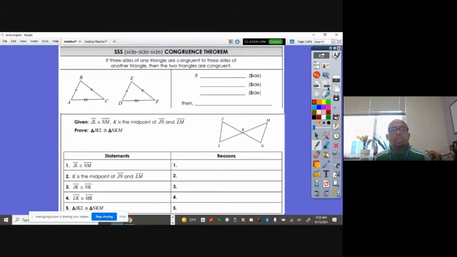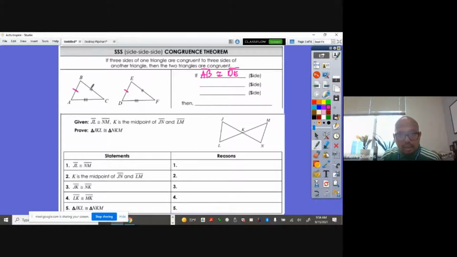Okay, let's go ahead now to the two-column proof. Again, our focus for today's video is side-side-side and side-angle-side. So if three sides of one triangle are congruent to three sides of another triangle, then the two triangles are congruent. So here, just looking at this one, I know that AB is congruent to DE.